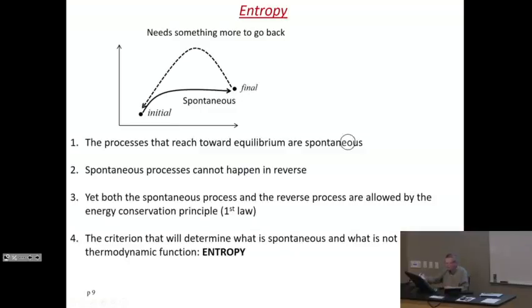Processes that proceed toward equilibrium are spontaneous. Spontaneous processes cannot happen in reverse. I already said this. Yet both spontaneous processes and reverse processes are all allowed by the first principle. Now, the criterion that tells you if you have to do something more or if you can let it happen spontaneously, that is your new thermodynamic function. That is what we call entropy.